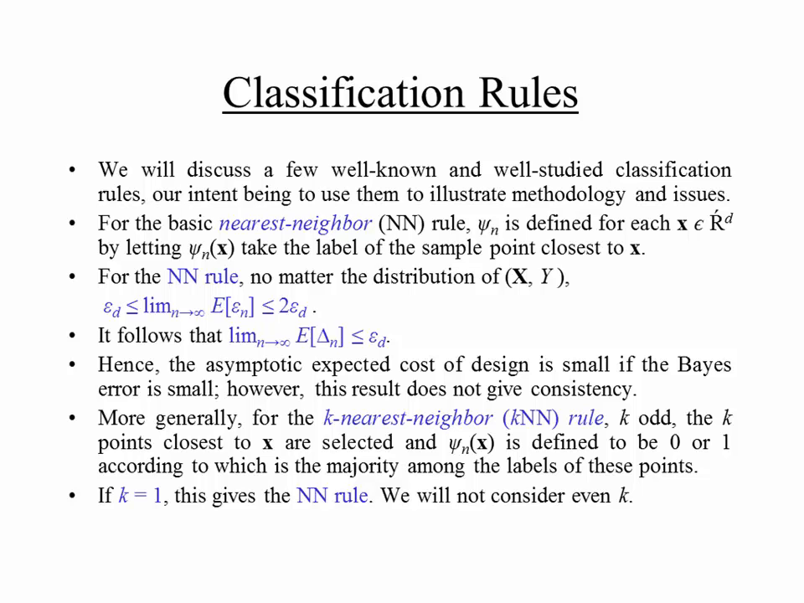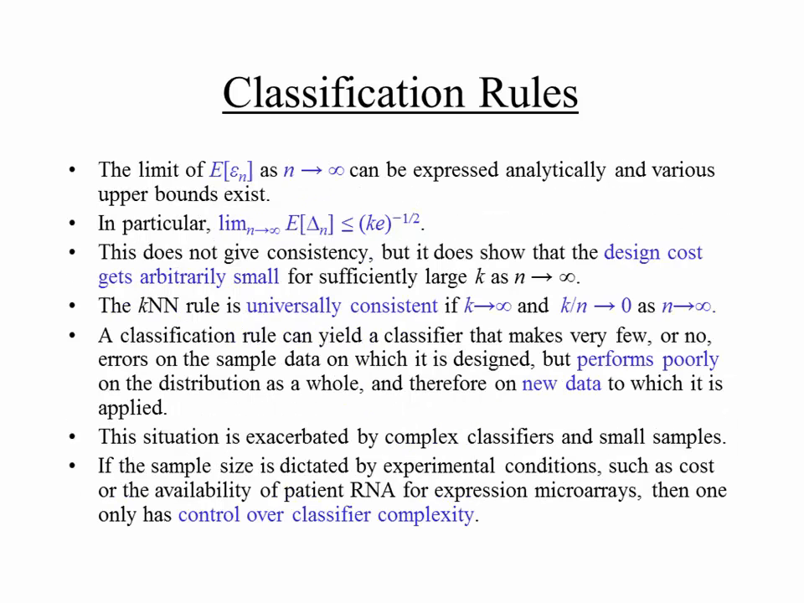However, this result doesn't give you consistency, because it's not telling you that it's going to go to 0. More generally, for the k nearest neighbor rule, where k is odd, the k points closest to x are selected and the class label is defined to be 0 or 1 according to the majority among the labels of those points. So if k equals 1, you get back the nearest neighbor rule, and then you can have the 3 nearest neighbor, 5 nearest neighbor, and so on.